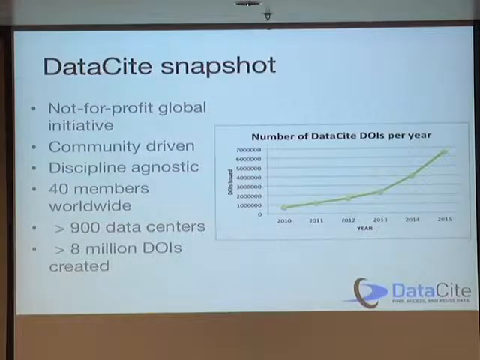So a little bit of a snapshot of DataCite. We're a nonprofit global organization. We have 40 members worldwide, and it's really community driven. And when I say that, it's a membership organization and the members really drive what it is that we do. We're discipline agnostic. We work with the social science community, the science community, the humanities community, etc. As long as it's data, we're happy to help people manage that data over time.